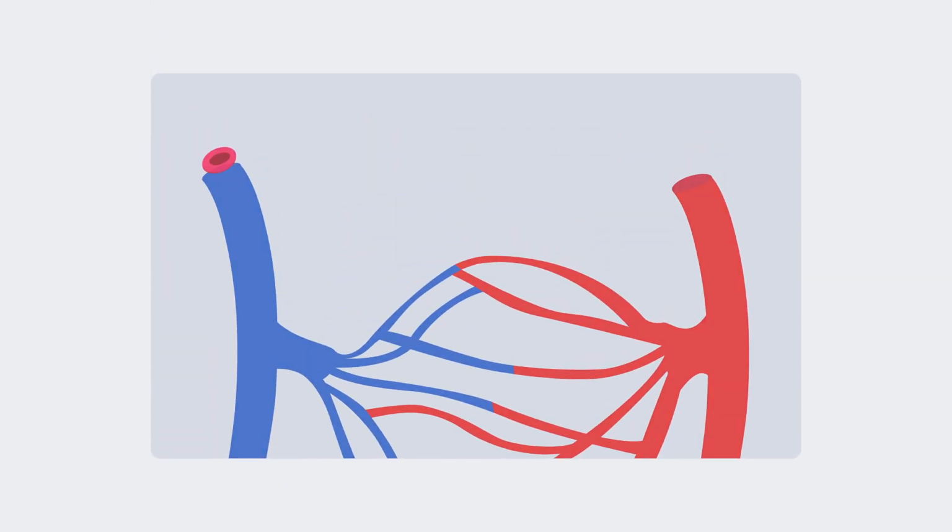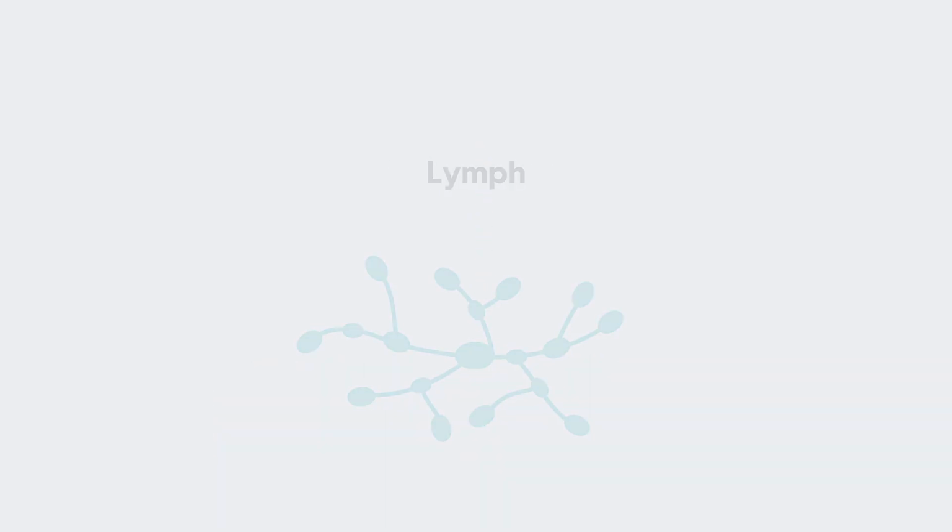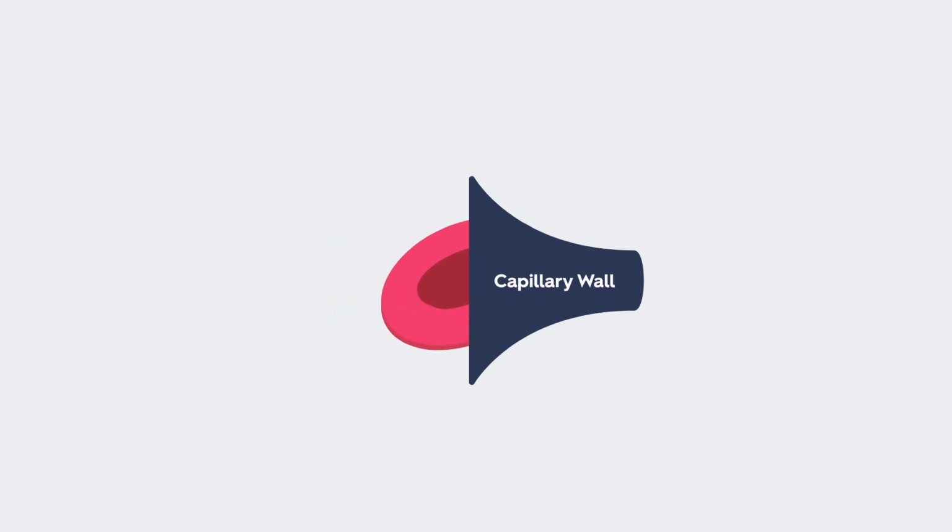But blood doesn't just stay inside vessels. Some of it interacts directly with tissues. At tiny capillaries, some liquid part of blood seeps out to bathe tissues. This fluid is called tissue fluid. When it enters lymph vessels, it is called lymph. Red blood cells usually stay inside because they're too large.